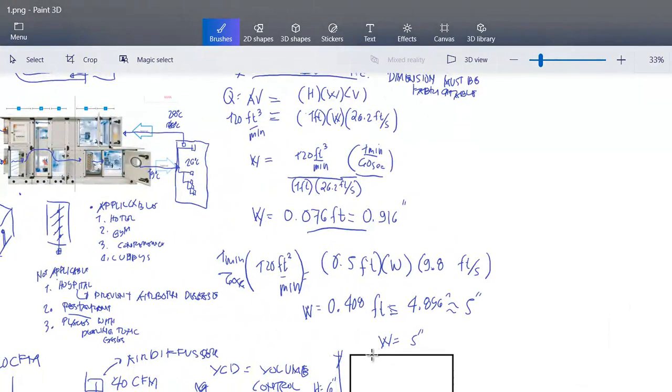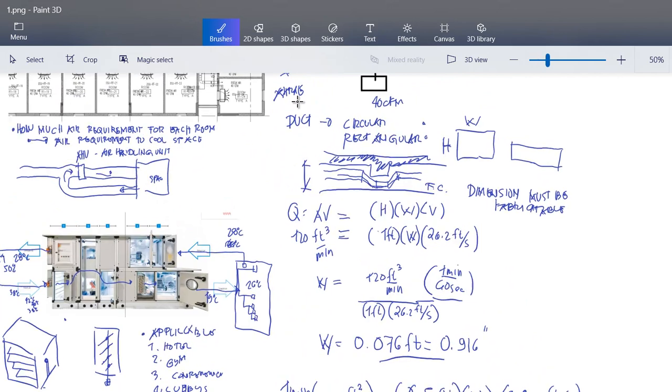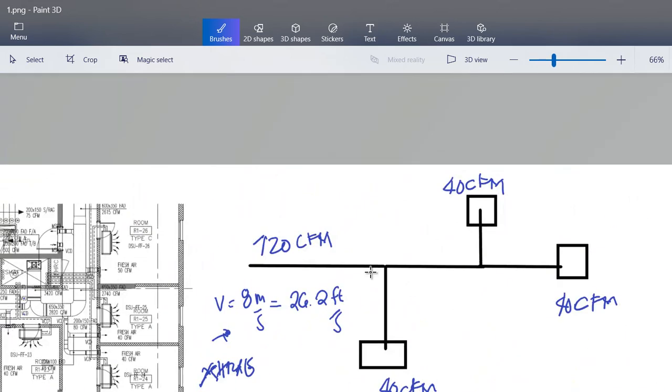So we have found out the size of the duct for this one. Now that it will be 6 inches. So once you have written it, you will write here the dimensions. Okay. So to indicate, this is length, height and width. So this will be 6 inches by 5 inches duct.